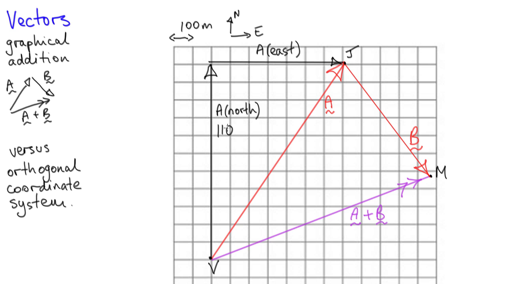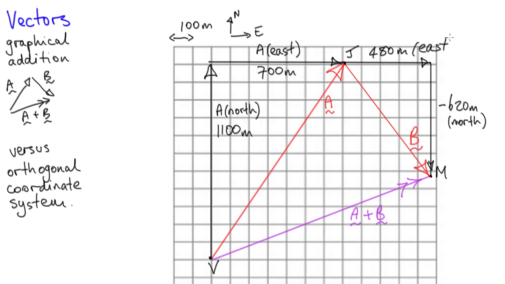So I can write A as 1100 meters to the north plus 700 meters to the east. And what I'm really doing here is I've broken down the vector A into the sum of two smaller vectors. And the important property of these two vectors is that they are at right angles to each other. That's what orthogonal means. Now the vector B points southeast, so it has a negative displacement in the north direction. Let's say it's negative 620 meters north plus 480 meters east. And then if we come down to the purple vector, we can count out the squares and see it's 480 meters to the north and 1180 meters to the east.